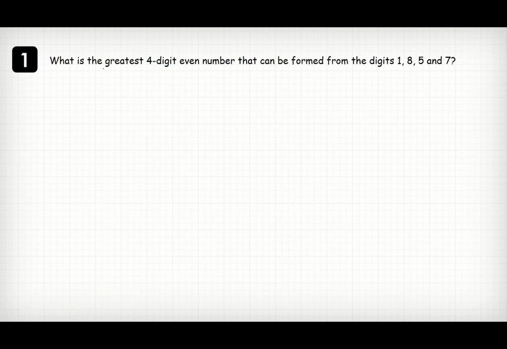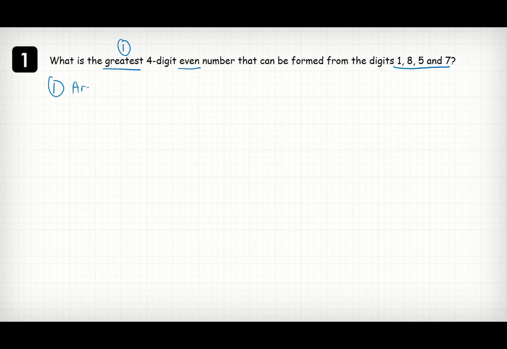Now, what is the greatest 4-digit even number that can be formed from the digits 1, 8, 5, and 7? So, you'll be wondering where to start. Is there a magic formula to put all this information together and get the answer right on the first try? Okay, I don't have it. I'm going to tell you I don't have it. I will always start with making the greatest number. That's the first thing.